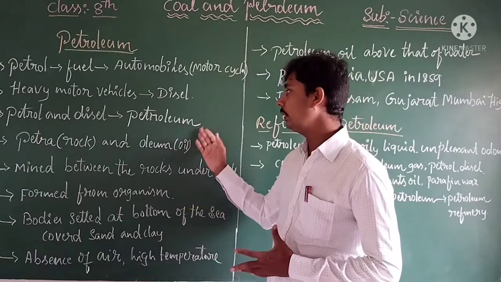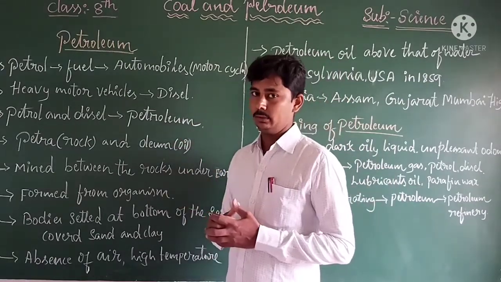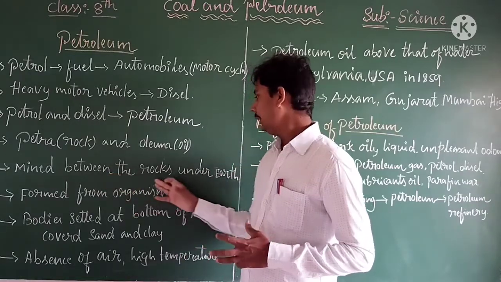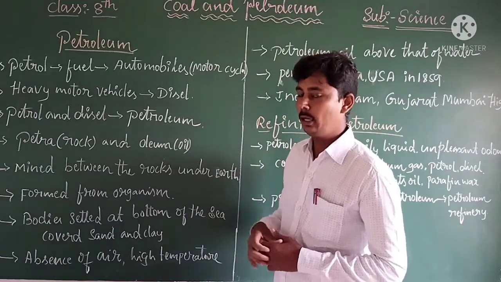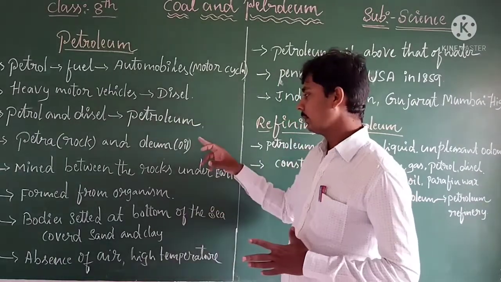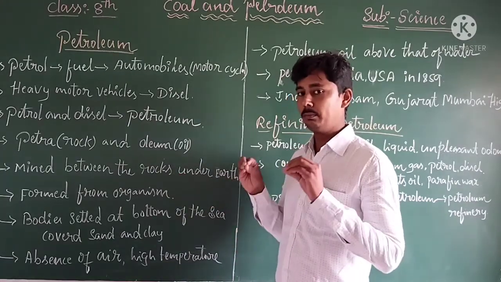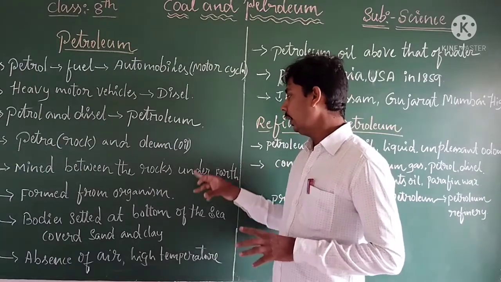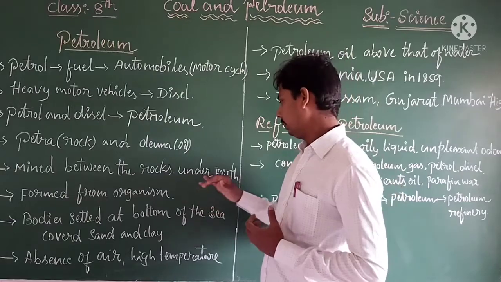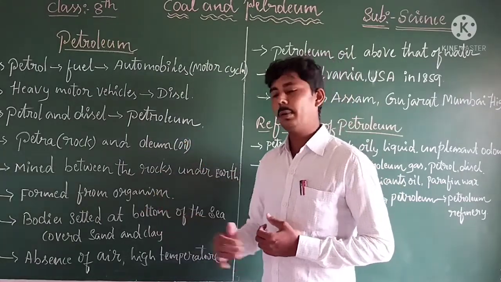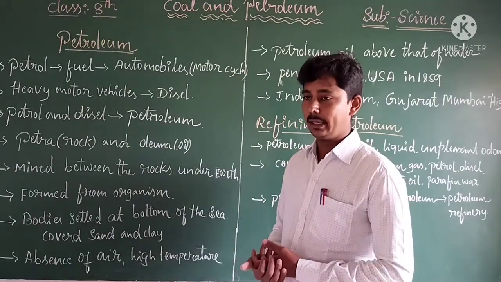Why do we call petroleum rock oil? Because we get it from between the rocks under the earth. It means we get petroleum materials from rocks under the earth. These petroleum materials are found in the rocks under the earth, and they are formed from dead and decayed organisms.